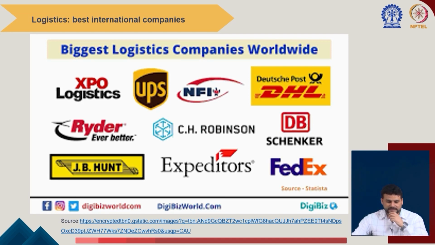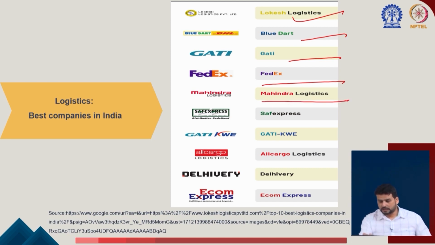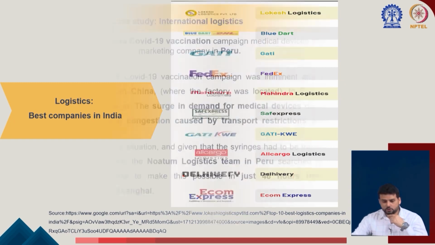You can see FedEx, Ryder, XPO Logistics, UPS (United Parcel Service), DHL. These are major companies carrying the maximum share. Talking about Indian logistics: Blue Dart, Gati, FedEx, Mahindra Logistics, Gati-KWE. These are some big players in delivery. You might be very aware of them because they make deliveries as courier partners; earlier they were with Amazon and Flipkart as well, and now I think they are working with eBay and other players, Meesho and all.